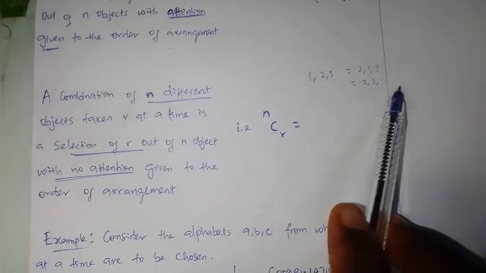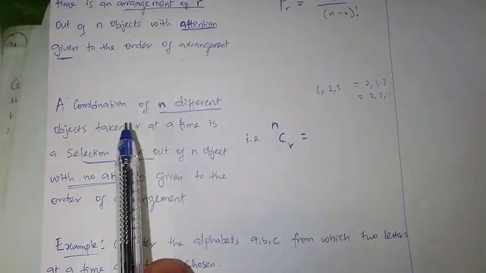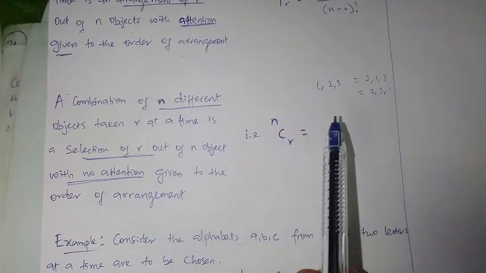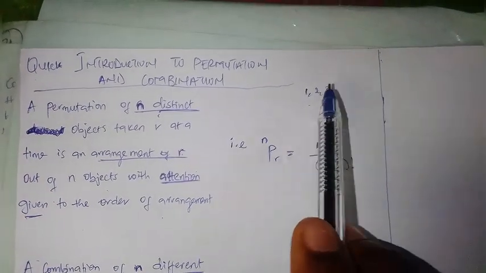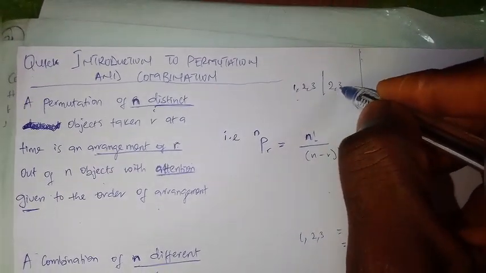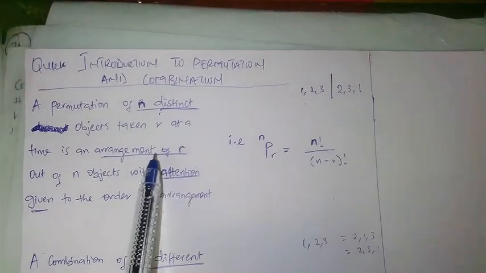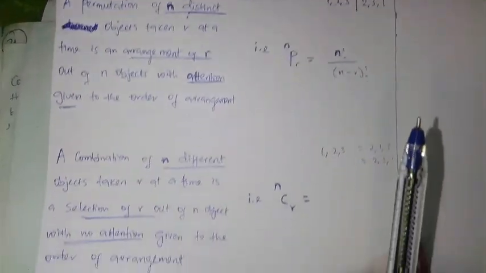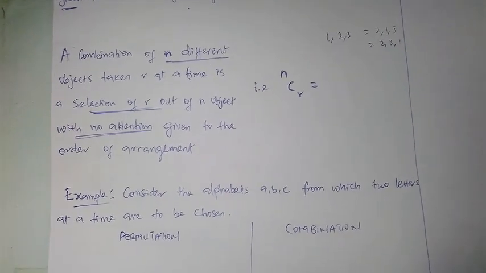Since these are the same, it means I can pick any of them to represent the combination of these three elements. Unlike permutation, where 1, 2, 3 is 1, 2, 3, and 2, 3, 1 is 2, 3, 1, they are on their own. So permutation is independent, and combination relatively is dependent. Now let's see this example.